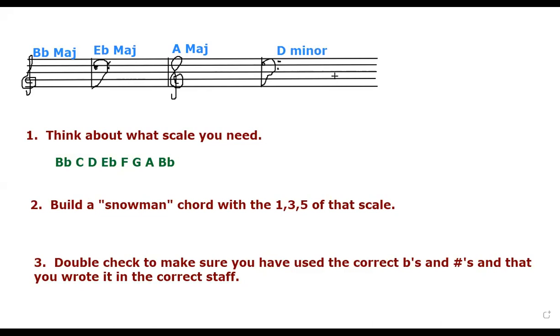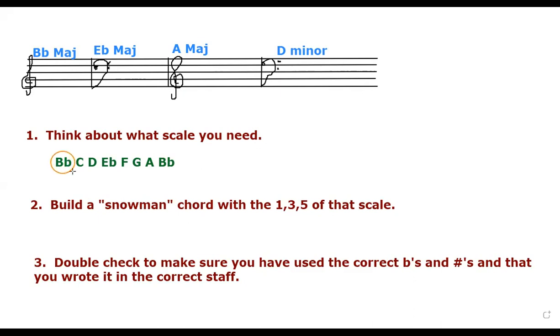Pretty straightforward. Then I say build a snowman chord with a 1, 3, and 5 of that scale. I call them snowman chords because when they're stacked on top of each other in whole notes, they look like a snowman. So if you visualize making a snowman, you have 3 balls kind of the same size and you stack them on top of each other and put eyes and nose and whatever else you want on them. That's a snowman. Same thing can be thought of with these chords.